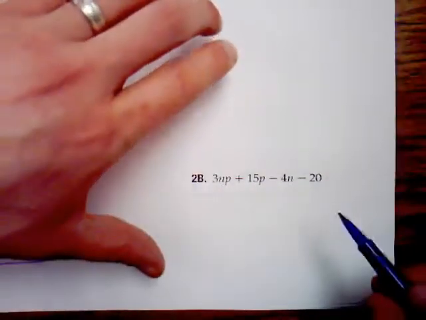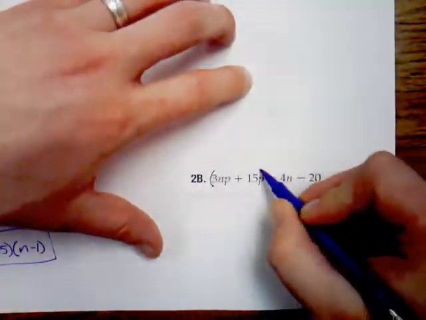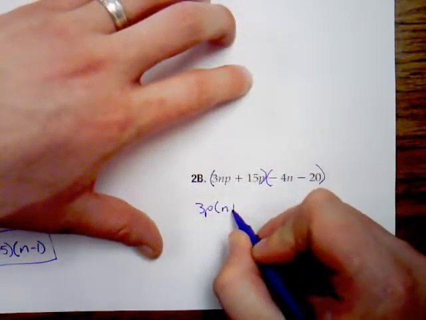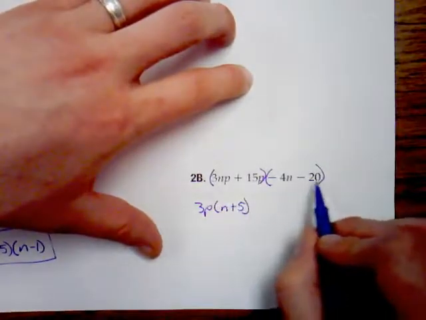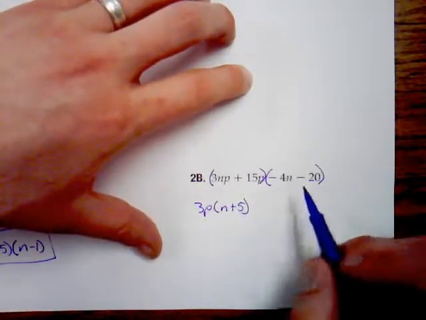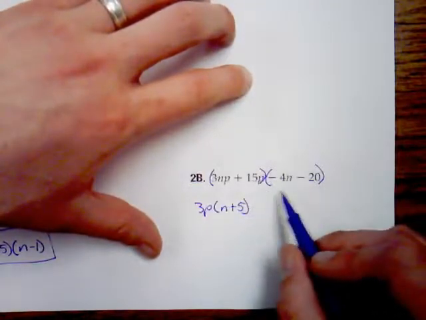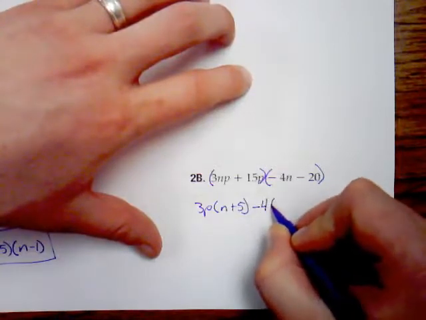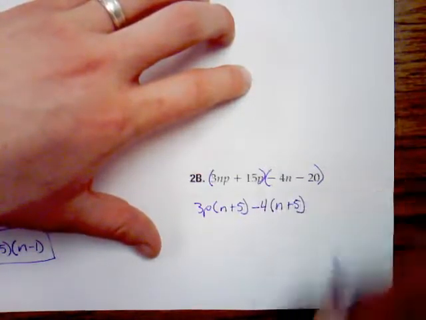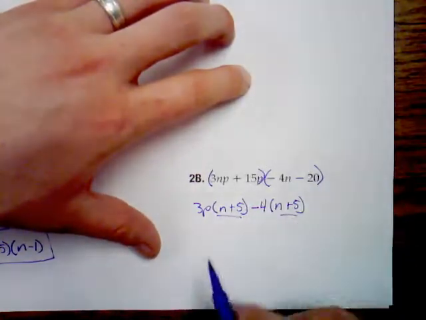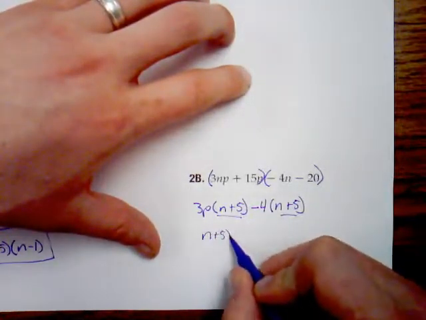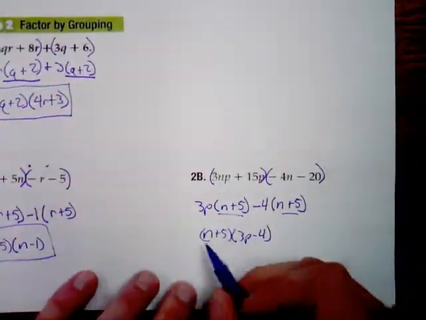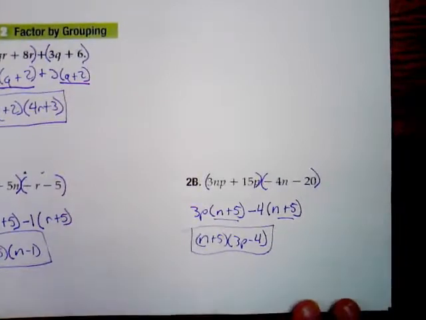Okay, we should be back from trying 2b. Group these 2 and these 2. Out of the first one, I can take out a 3p, and I'm left with n plus 5. So again, I want to be left with an n plus 5 here. On first glance, I could factor out a 4, but when I do that, I'd be left with negative n minus 5. So I want to factor out a negative 4. That way I get n plus 5. Okay, so n plus 5 is the common binomial factor. N plus 5 times the quantity 3p minus 4. FOIL it, we get back to the original. We have done it correctly.